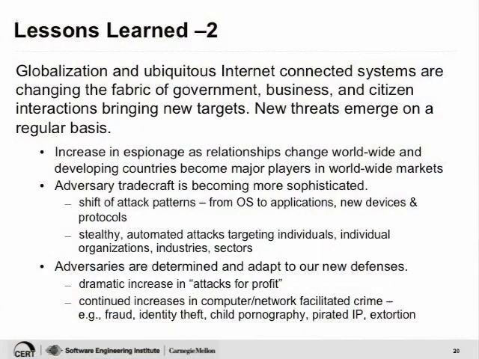The global and ubiquitous internet-connected systems are really changing the fabric of government, business, and citizen interactions. New threats are emerging on a regular basis. There's a report that was just recently released this past week from the defense community that discusses espionage, industrial espionage against U.S. sites. It's at dramatic levels.